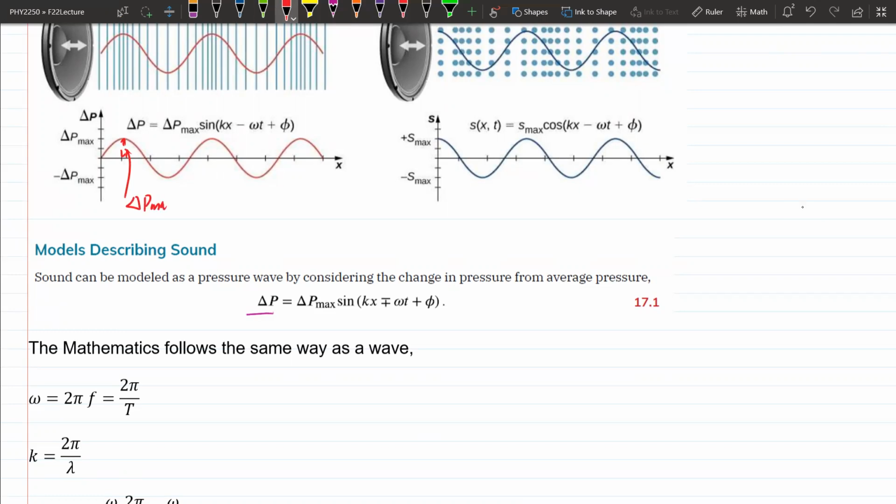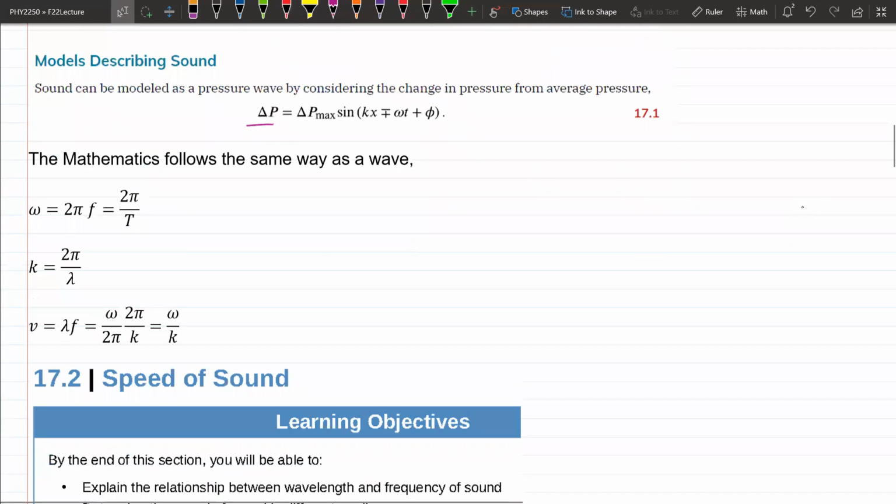Delta P max. Just think of it as the amplitude. Okay. All the other mathematics works the same way. You have the angular velocity, which is 2 pi times the regular frequency, which is related to the period. Sorry, 2 pi divided by the period.